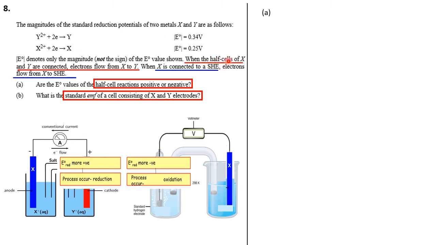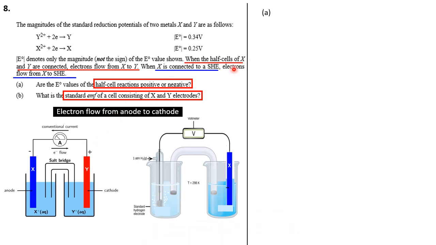When the half cells of X and Y are connected, if you base on this diagram, before we proceed, one very important concept you must always remember: for the standard reduction potential, the more positive value occurs at the cathode, which undergoes reduction, and the more negative value is oxidation, which occurs at the anode. So we must check the electron flow from which side. Normally it is from anode to cathode. Not normally, 100% it is from anode to cathode.